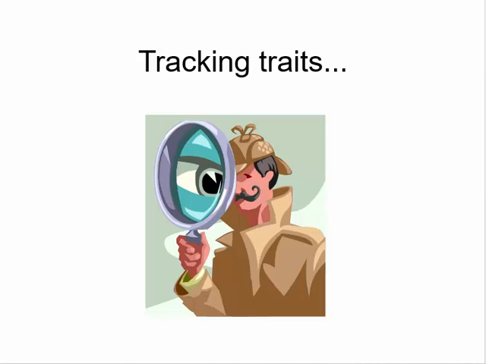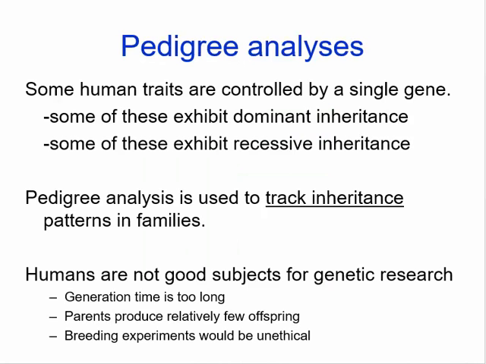All right, so let's do a little trait tracking. Now, in humans, you can't really do the sort of pea plant type studies like Mendel did. So humans aren't really a good subject for genetic research. I mean, we're very interested in human genetics, but you can't do experimental crosses. You want statistically good numbers. You would like a lot of offspring. Usually you're not going to get that from humans. Generation time is long, so not great in that respect either.